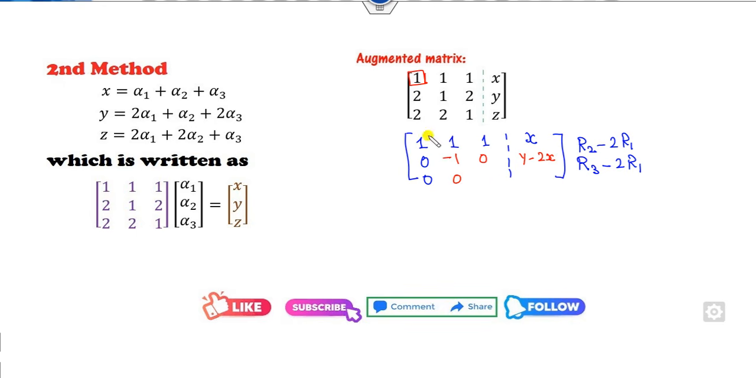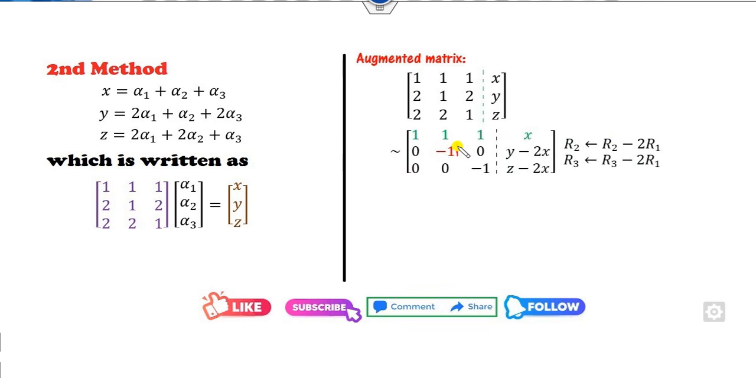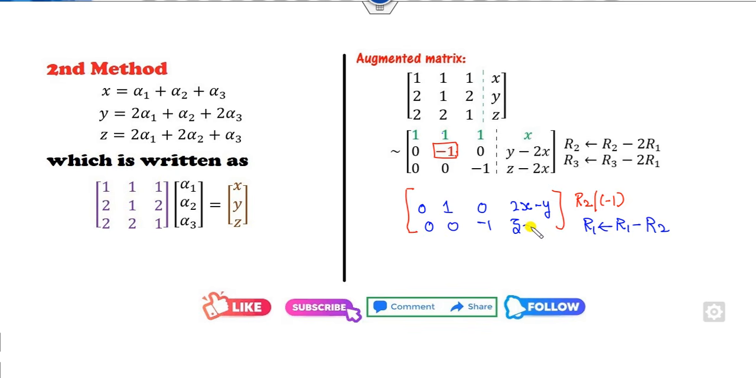2 times this, 0. 2 times this, minus 1. Z minus 2x. Fine. Then your target is to make this number a 1. How can you make this number a 1? I can divide r2 by minus 1. So this number will be 1, 0, 2x minus y, and this element will be 0. So I can take r1 to be r1. I can add them, because now I have to use this value. So this number is already my expression.